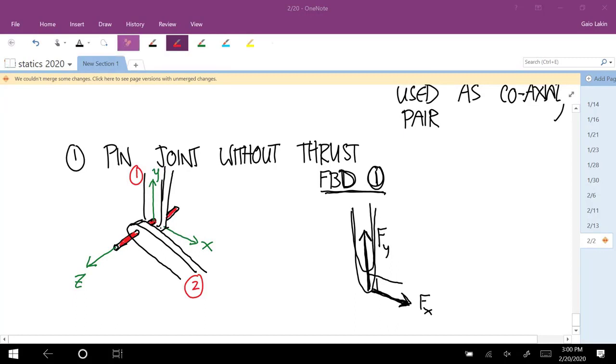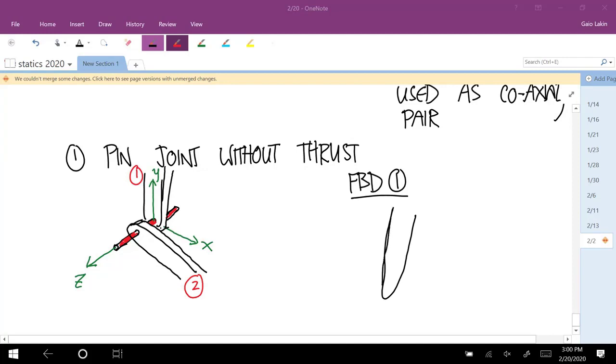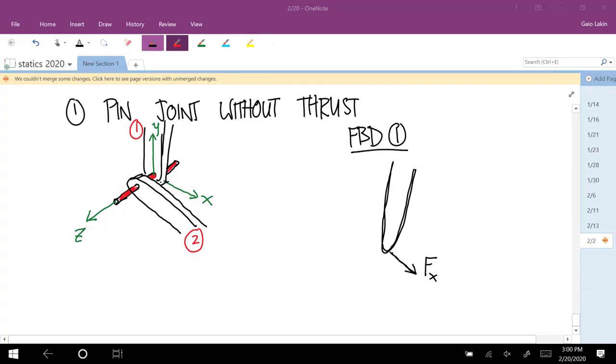Okay, free body, I'm going to try it one more time. Free body diagram of body 1. Okay, there's a force vector in the x direction, a force vector in the y direction, none in the z direction. These two are perpendicular to each other.